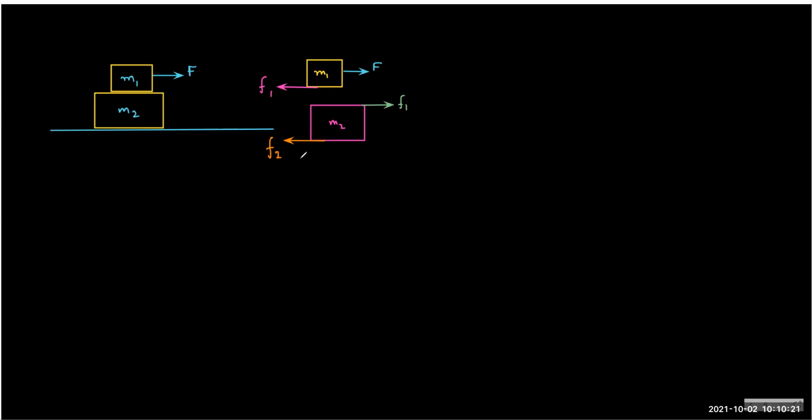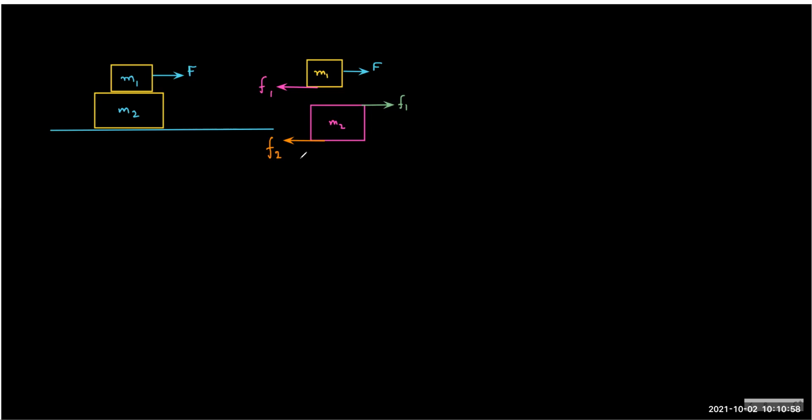Now, if I say the ground is frictionless and F1 is there, then M2 will only move forward, only to the right side. There is no doubt about it, is there? Are you getting my point? If the ground is frictionless, then the only tendency of M2 will be to go right or left? Where? Right.